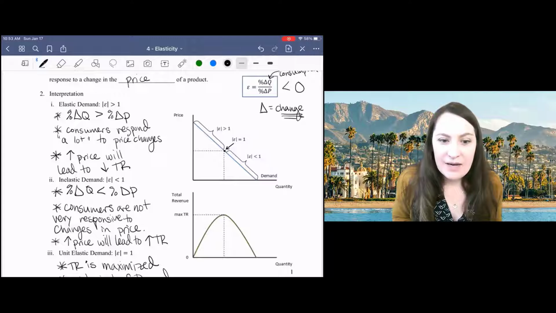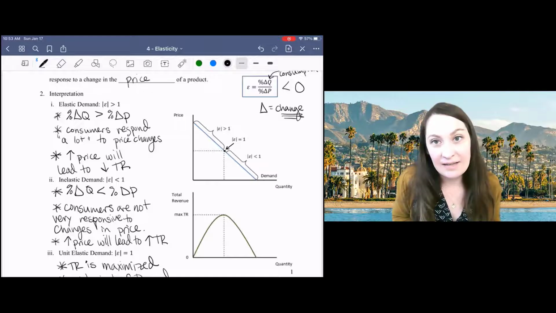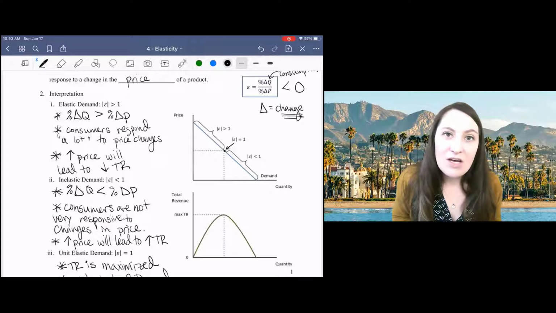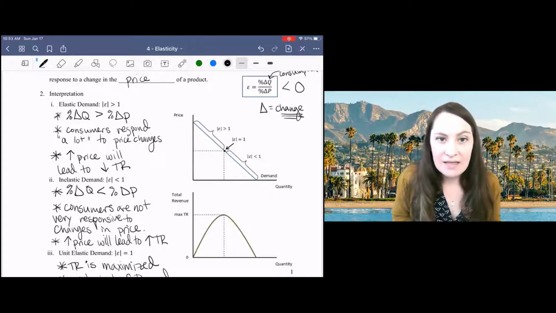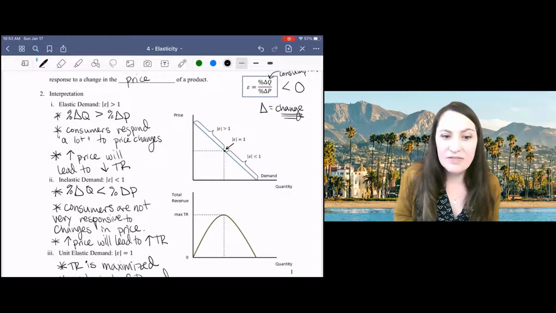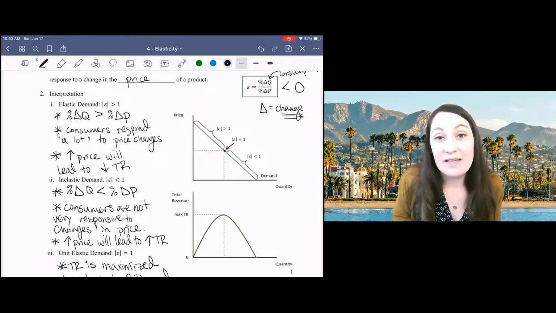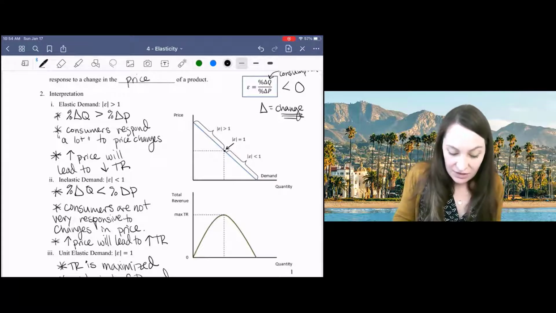If we look at a demand curve, any demand curve, we will see that it has elastic points, inelastic points, and a unit elastic point. Now I want to talk a little bit about how demand relates to our total revenue function. So here I have a graph of a demand curve with some elasticities already labeled, and I also have a total revenue function. We'll treat this as a generic demand curve.